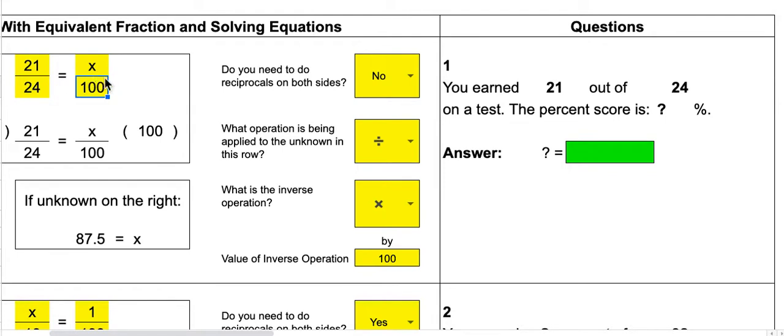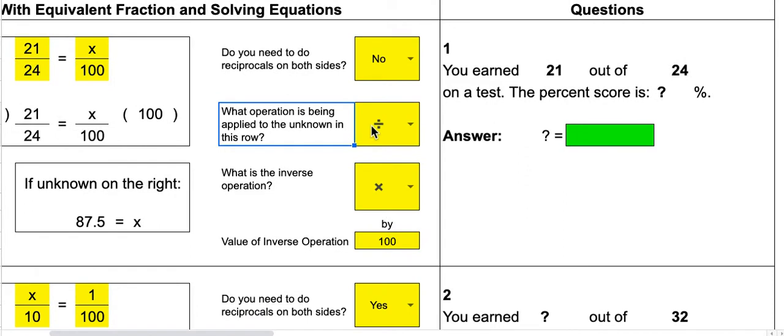So now how do I solve this? Well, do I need to do the reciprocals? Do I need to flip the fractions upside down? No, because x is in the top. So I can leave that right here as a no. What operation is being applied to the unknown? Well, the unknown is being divided by 100. x is being divided by 100. So what's the inverse of division? It's multiplication. The value of the inverse operation is definitely 100.